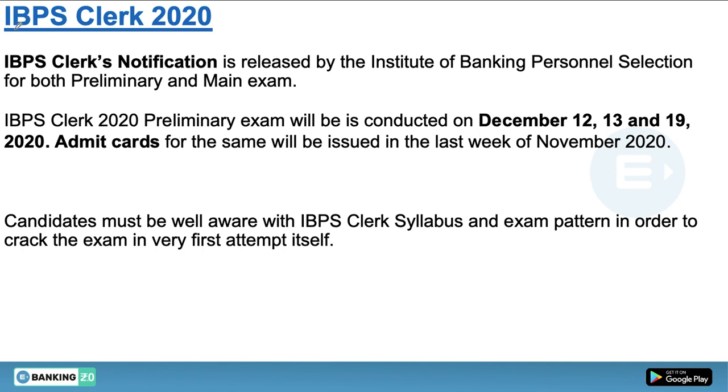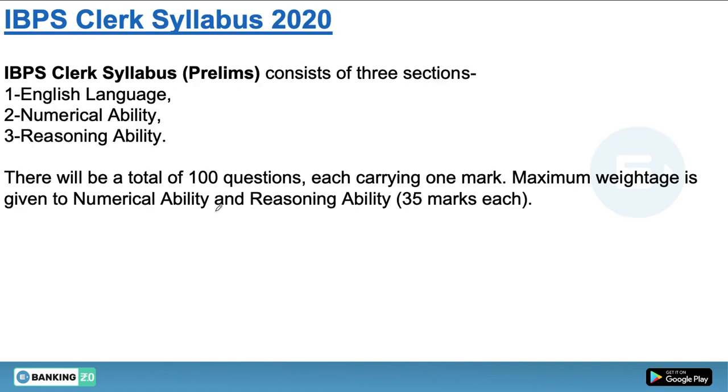IBPS Clerk 2020. See, IBPS Clerk's notification is released by the IBPS, that is the Institute of Banking Personnel Selection, for both prelims and mains exam. IBPS Clerk 2020 prelims is going to be conducted on 12th, 13th and 19th of December. The admit cards will be issued in the last week of November, just prior to the examination dates. Candidates must be well aware of the IBPS Clerk syllabus and examination pattern in order to crack the examination in the very first attempt itself. So what's the syllabus? Let's have a look at that.